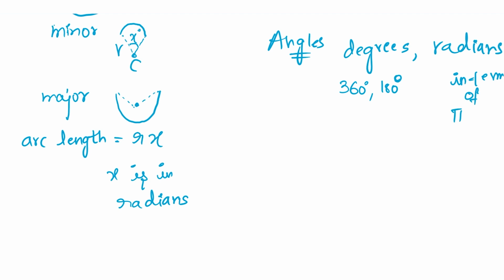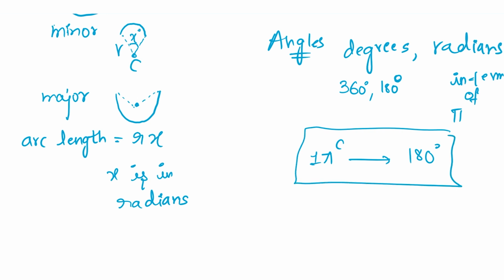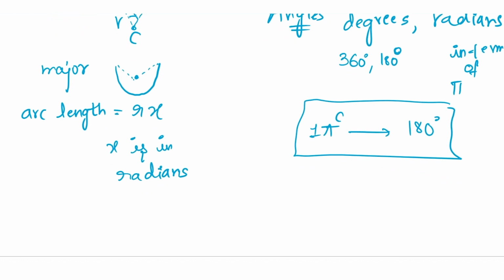To convert degrees into radians or radians into degrees, 1 pi radian is equivalent to 180 degrees. This is the conversion. This is important to remember. 180 degrees is equivalent to 1 pi radian. It is just represented as a small c. So overall, you can say 1 pi radian is 180 degrees.